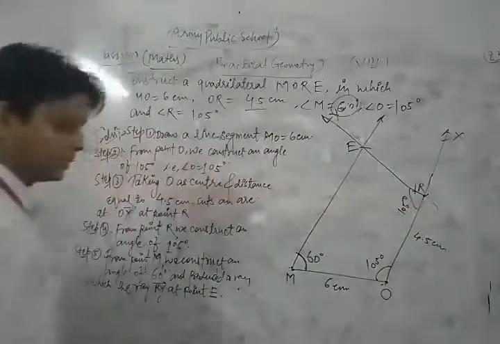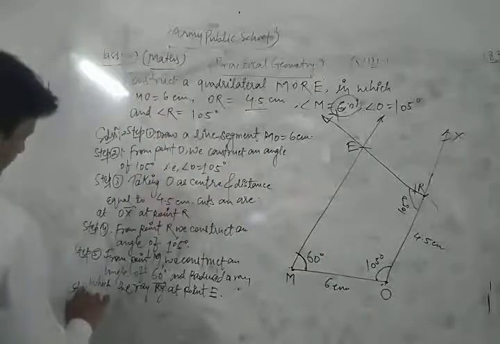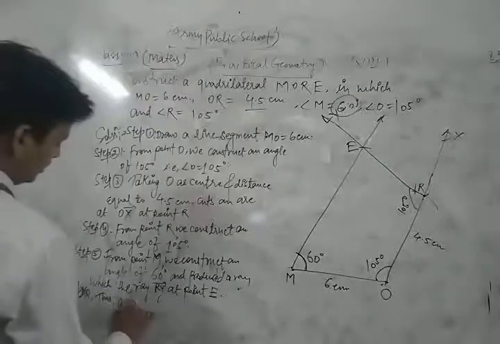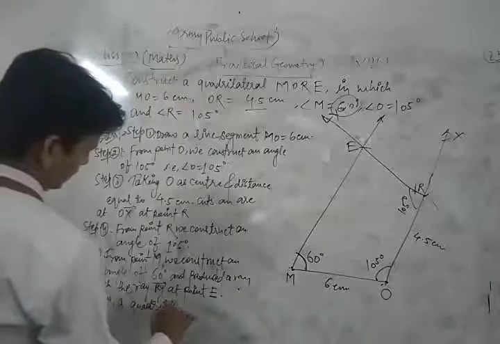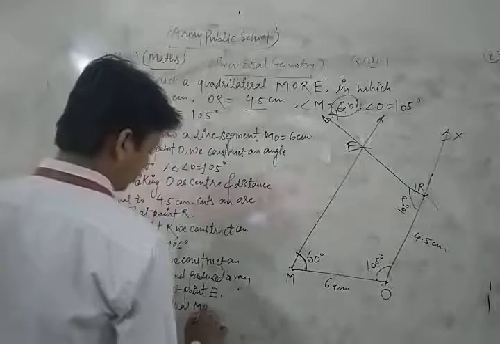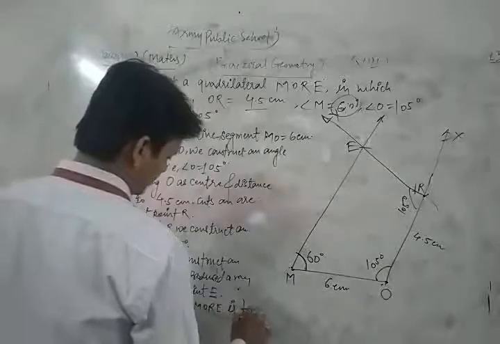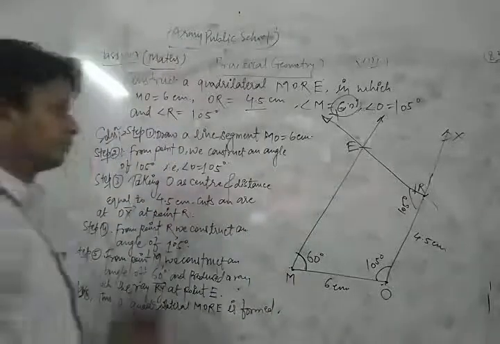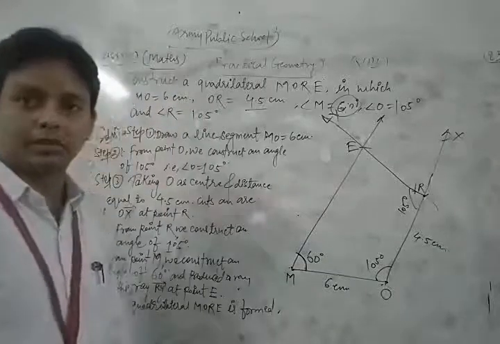Now the last step, we can write what? Let's see. Now in step 6, thus a quadrilateral MORE is formed. MORE is formed. This is the required solution of the given question. Let's see once more time.